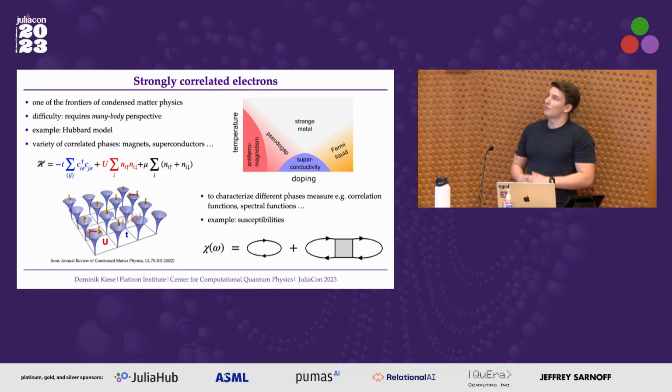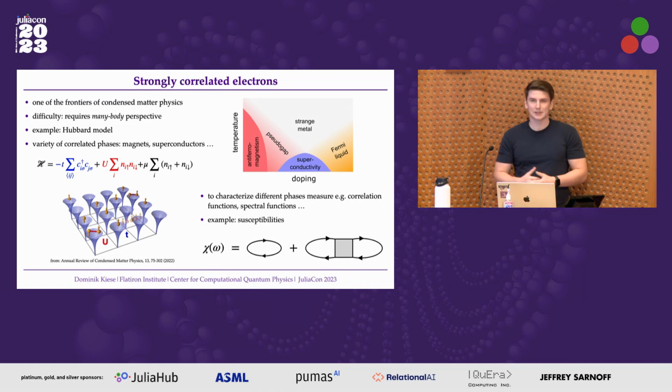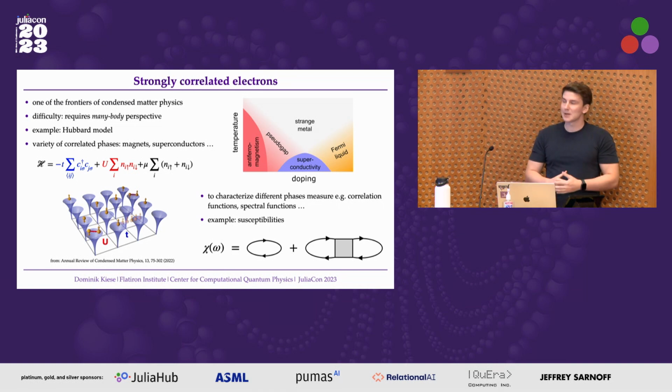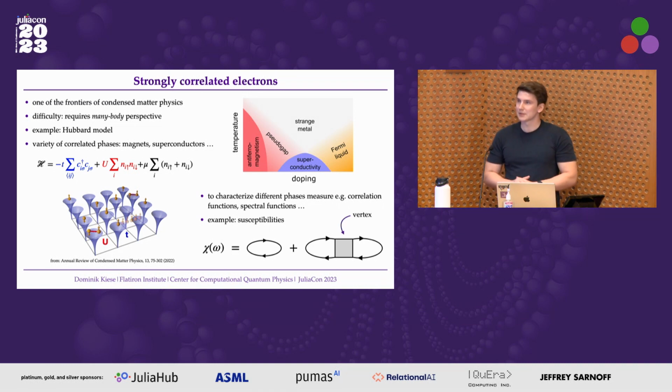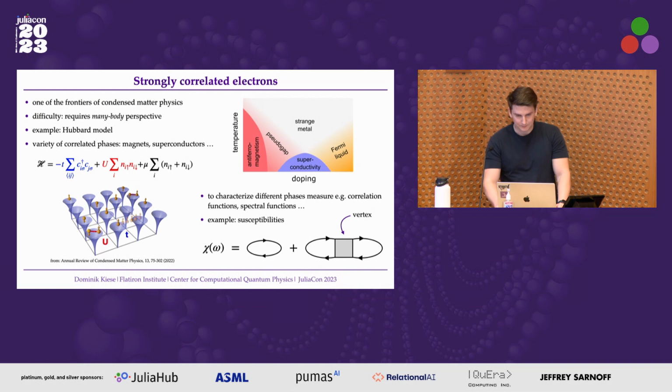What we want to do in a theoretical computation now is compute correlation functions to characterize these different phases. One example is shown below. This is a dynamical susceptibility, which describes the response of your system to an infinitesimal external perturbation, such as a very small magnetic field. And as you can see in this expression, in this diagrammatic formulation, the thing that we need to compute in order to be able to compute such an observable is a vertex function.